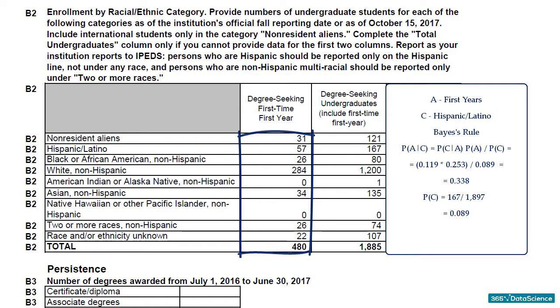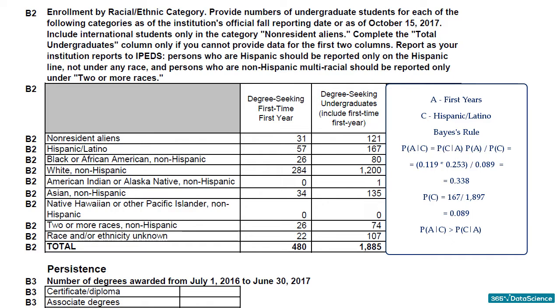Thus, we can say that a person is more likely to be a first year, given they are Hispanic, than to be Hispanic, given they are a freshman. If we think about the overall formula, this makes sense because there are more freshmen than Hispanic students in the college. Such a characteristic is fairly common among small liberal arts colleges in upstate New York, so the insight does not surprise us.